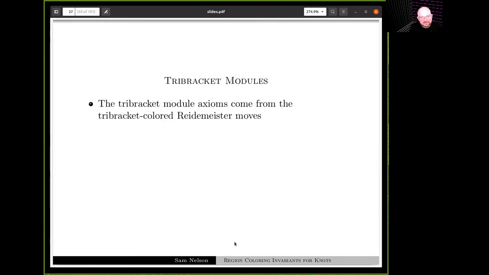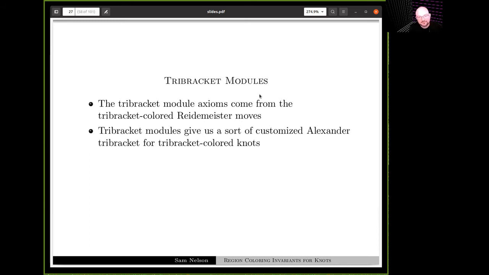But so then we get axioms from the tri-bracket colored Reidemeister moves, which again are kind of lengthy and not really very enlightening to see. So I will let you look them up in the paper if you're interested. But we get the set of conditions that as long as the coefficients satisfy those conditions, then these colorings will be invariant under Reidemeister moves.